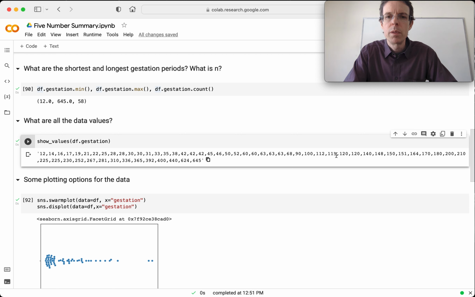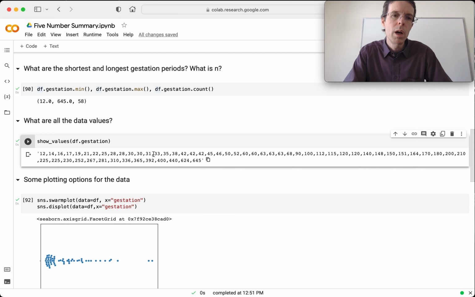So 210, or Q3, it's basically showing us a typical large value. It's not a remarkably large value. It's not like these 400s and 600s in our data set. It's a typical large value.